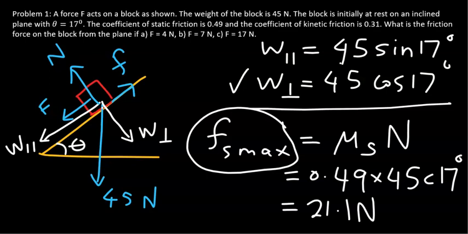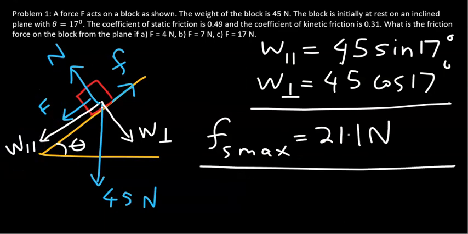So if the downward force, which is the sum of this F and W parallel, is less than the maximum static friction, the object or the block will not move. If the sum of F and W parallel is greater than f s max, then the object will slide.